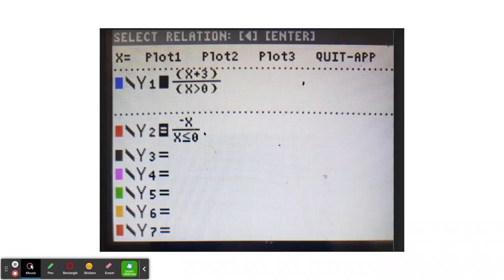Now, for this one, I put in negative x. And the condition was that x is less than or equal to 0. By the way, to get these inequality signs, let me show you what you have to do. You have to hit second math. So when you're down in here and you put x, don't forget you hit second math and these inequality signs will come up.